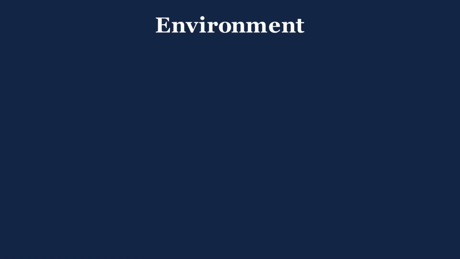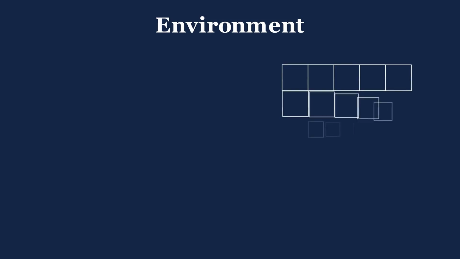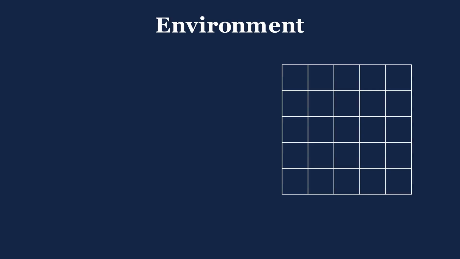First, let's define an environment. An environment is everything the agent interacts with. In this example, the environment is the entire player in a grid setting. Formally, it consists of several key components.